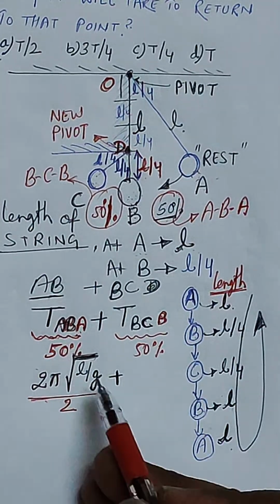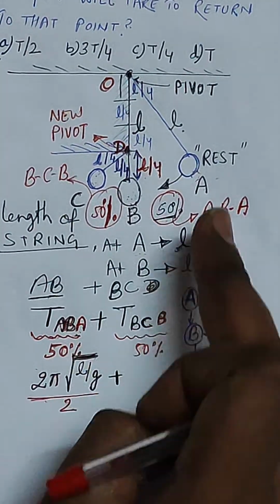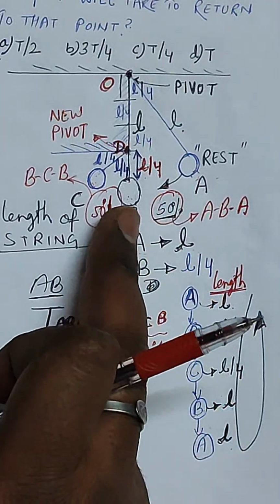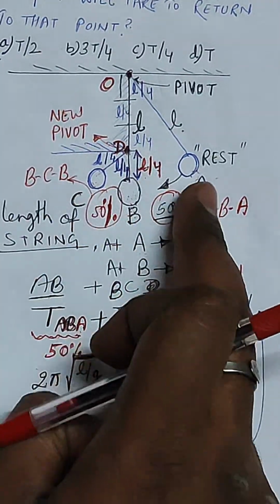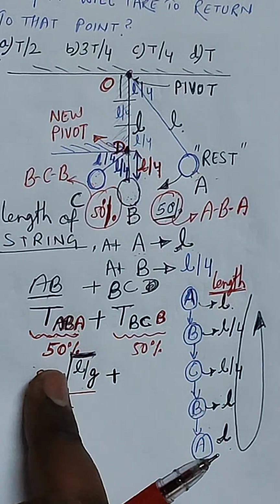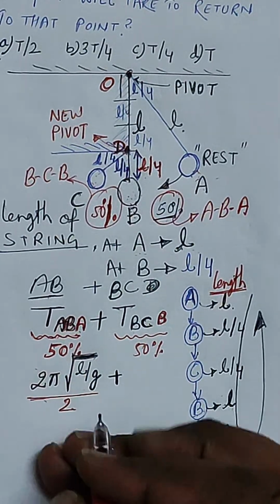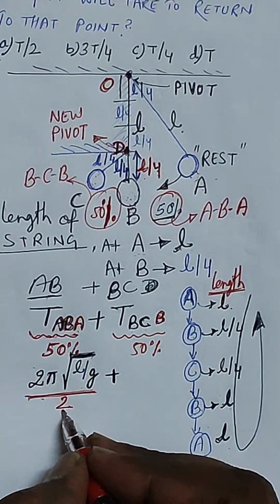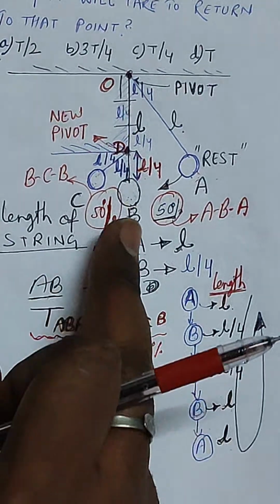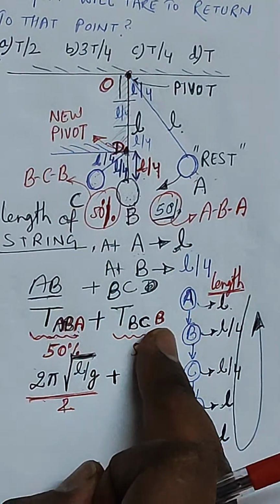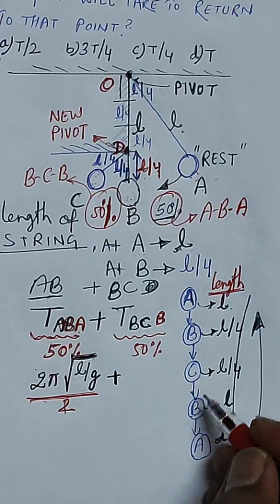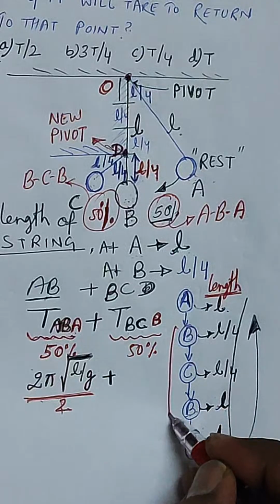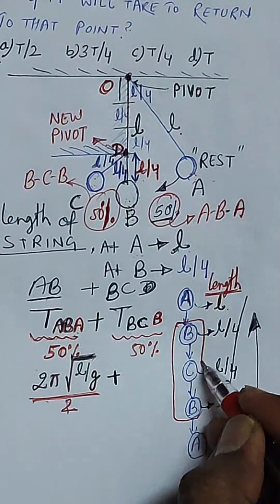Now, since A to B, then B, C, B, then again B to A, this all covers 50% of the journey only. So that's why the time period of the oscillation will be 2 pi root under L by G divided by 2. Now, for this section, BCB, you can see the length of the string is L by 4.